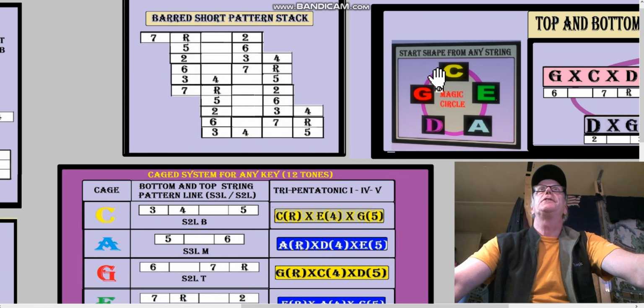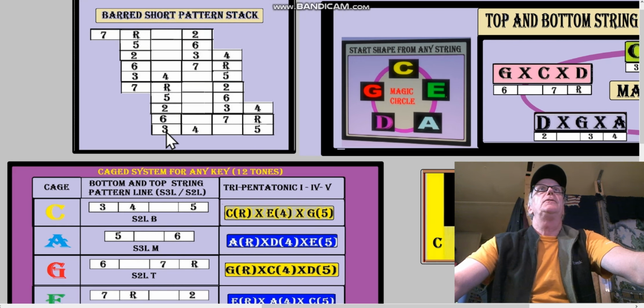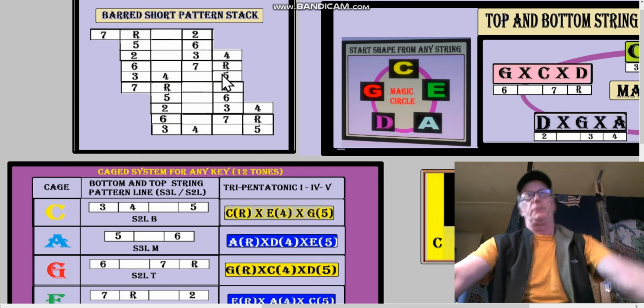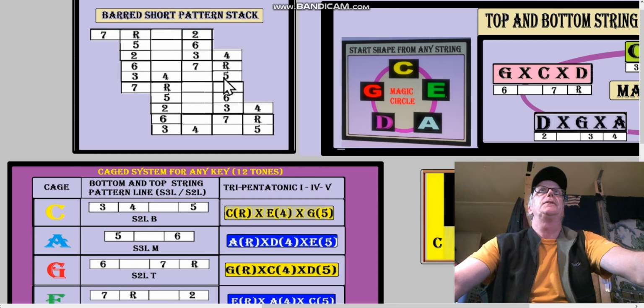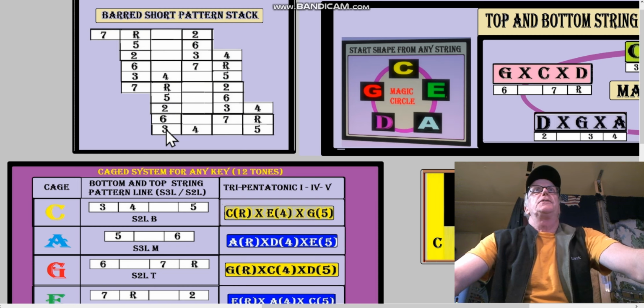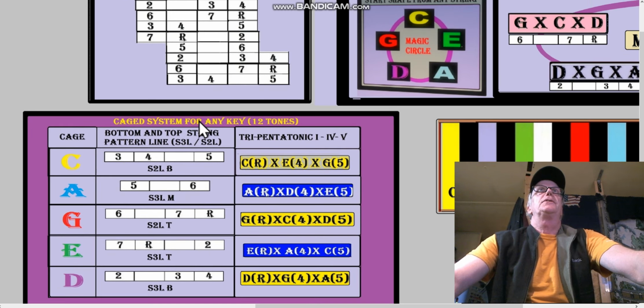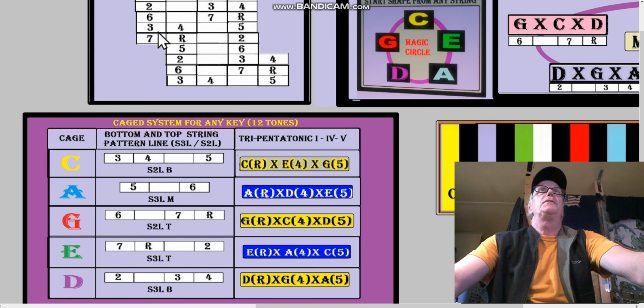Another instance of the magic circle is that when we go up the patterns, these are unique. There's no other 3, 4, 5. That is unique. 6, 7, root is unique. 2, 3, 5 is unique. 5, 6 is unique. And 7, root, 2 is unique. As we go through these and assign a letter to each, there's only 5 different ones. The 6th string was a repeat. We're going to give this the D name. This one is the E shape. This one's the G. This is the A. And this is the C.